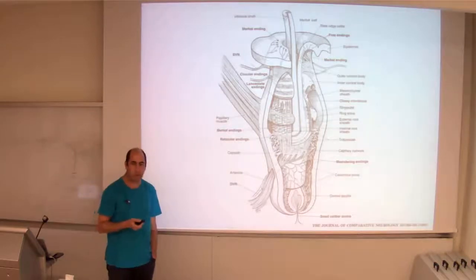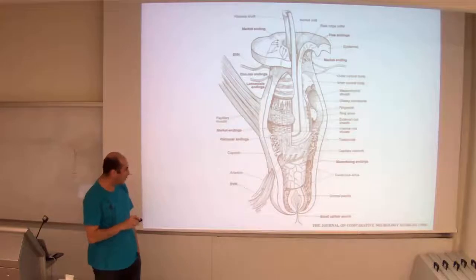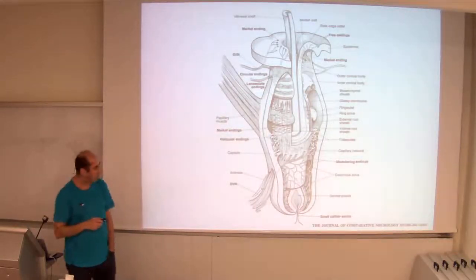axon that conveys the information that comes. It's the nerve, not this axon. It's axons in a bundle. These are conveying the information from the whisker to the brain.